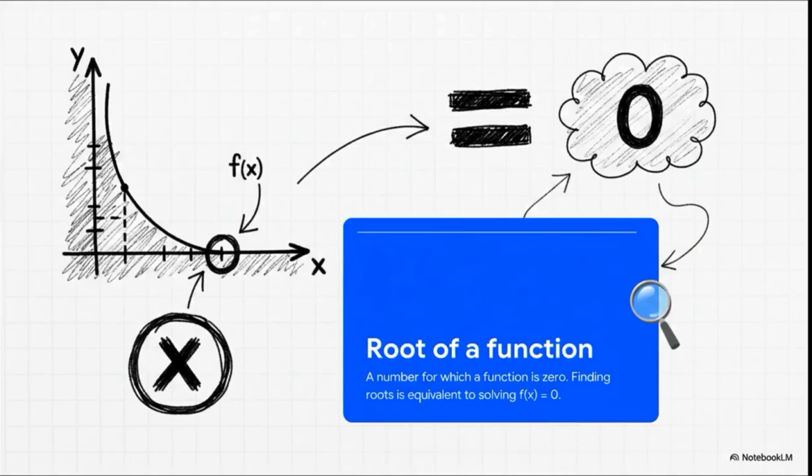It's really simple. A root is just an input value, an x, that makes the whole function spit out a 0. So when someone says find the roots, all they're really asking you to do is solve the equation f of x equals 0. That's it.